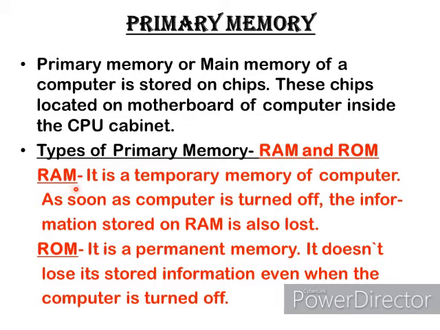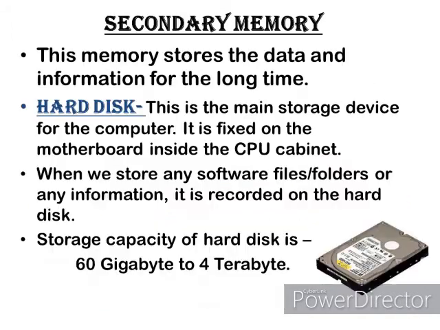RAM, random access memory, is the temporary memory of the computer. As soon as the computer is turned off, the information stored on RAM is also lost. But ROM, read-only memory, is the permanent memory. It does not lose its stored information even when the computer is turned off. Secondary memory stores data and information for a long time.